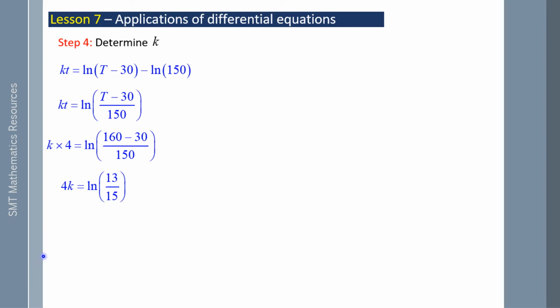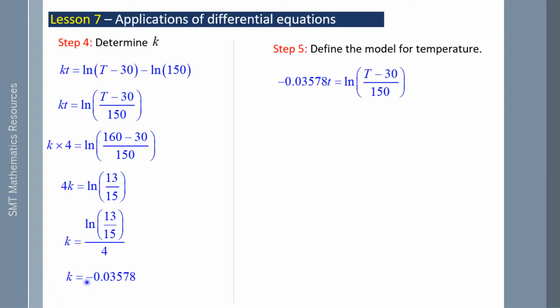So 4k equals the natural log of 13 over 15. Now that can be evaluated using a calculator, and we can divide our answer by 4. Hence, to 5 decimal places, we have a k value. Hence, we now have our model. We can rewrite this now knowing that k is negative 0.03578.